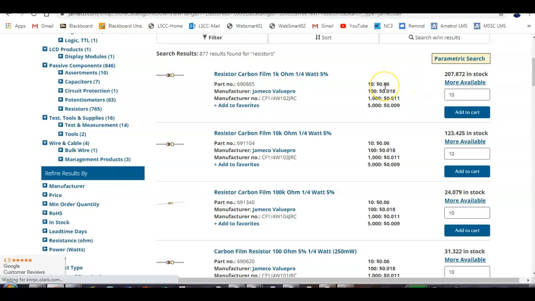I can get 10 for 6 cents. But these are all going to be what? If I order them in groups of 1,000, then they're less than 1 cent a piece. So these guys are mass produced, right? You understand? So these are standard resistors.